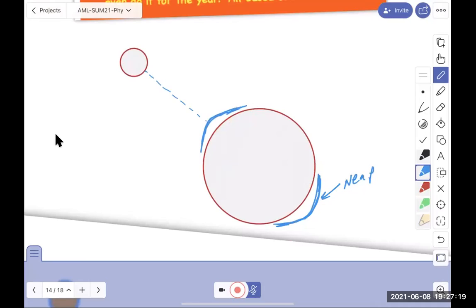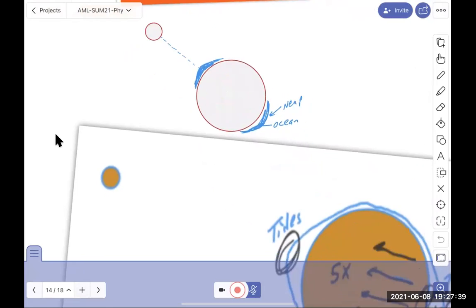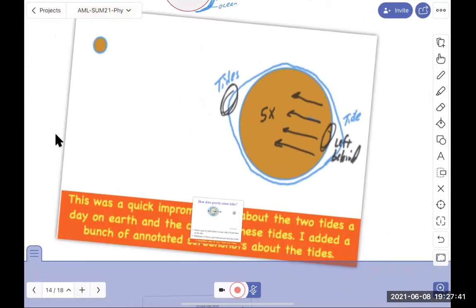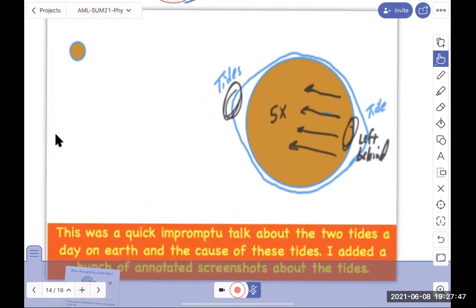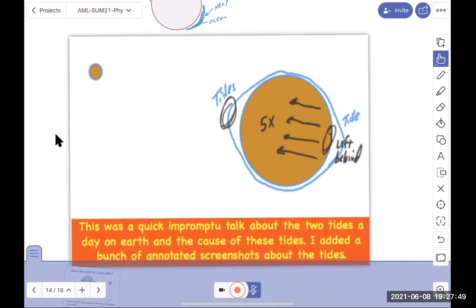So here the ocean's being pulled towards the moon. Here, the ocean is being left behind. It's not just the ocean; it's lakes too. Oceans are more pronounced because there's a lot more water. But here the ocean's being left behind and the earth is being pulled. Here's my little drawing on that. The earth is being pulled towards the moon more than the ocean is, because the earth is 5 times more dense.